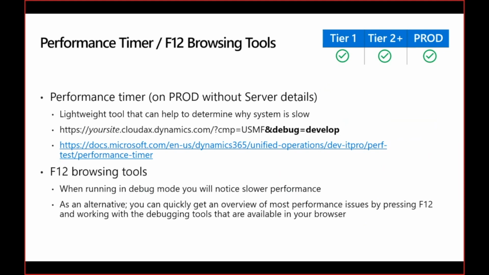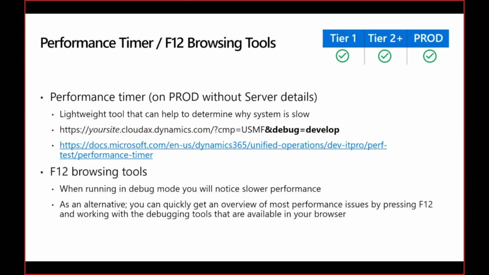Then the other tool that Markus will show you is the performance timer and also the F12 browsing tools, which depend from browser to browser type, correct? But the performance timer is a built-in tool. It's a very lightweight tool inside Dynamics 365 for finance and operations in your web browser client. So if you have the URL and you add to that ndebug equals develop, there are different options. There's also ndebug equals true. Then you will come into a different view, which Markus will show you.